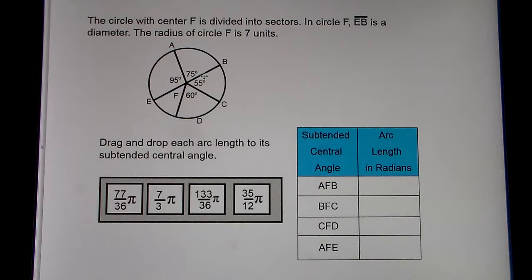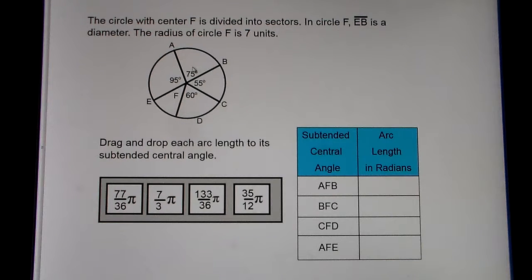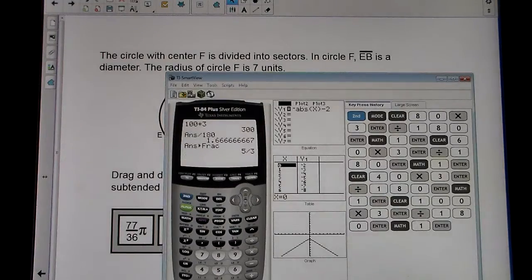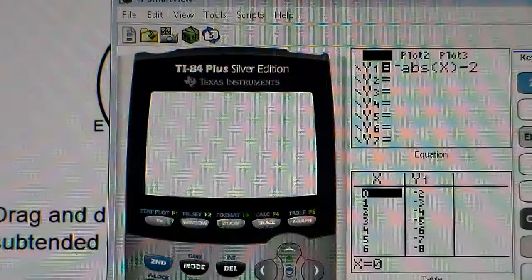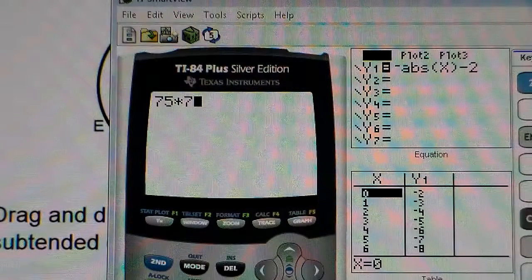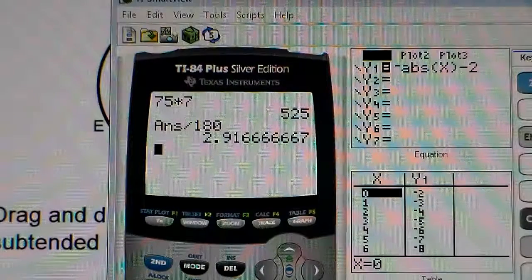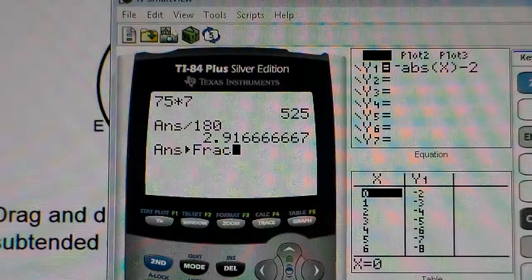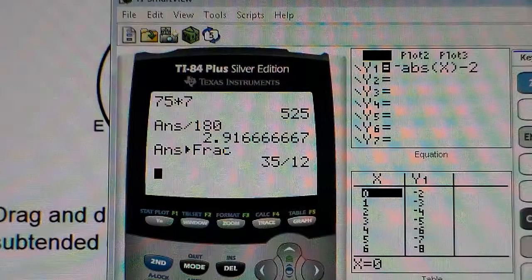And the degrees that we're working with here. So angle AFB is 75 degrees, aka that guy right here. So we're going to do 75 times 7 and divide that by 180. So we put that in the calculator: 75 times 7 divided by 180. Hit math, 1, enter, and we get 35 over 12.